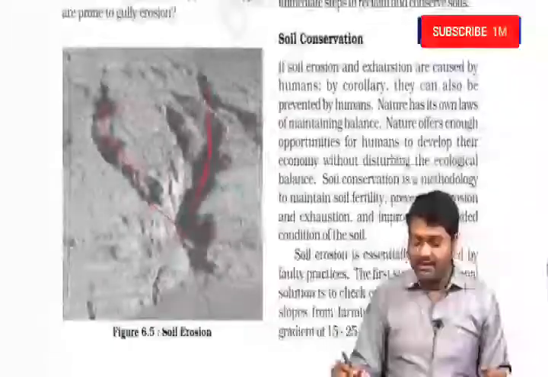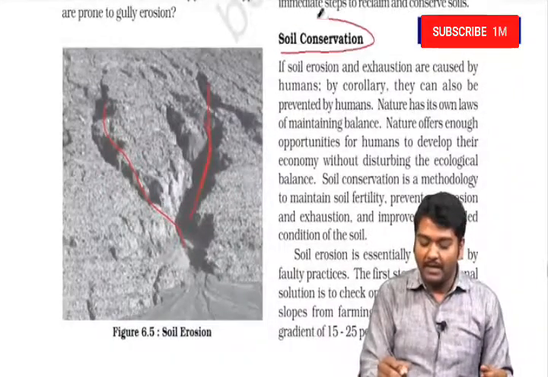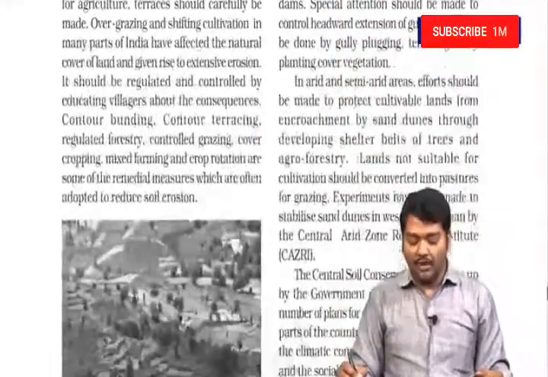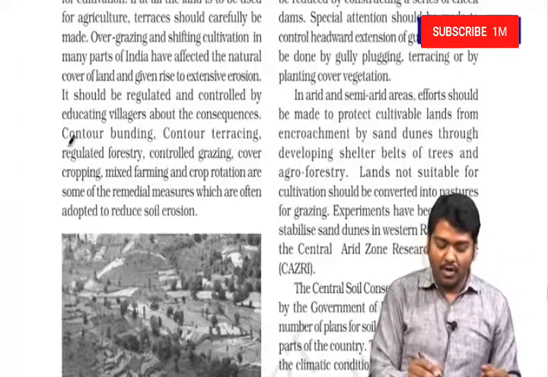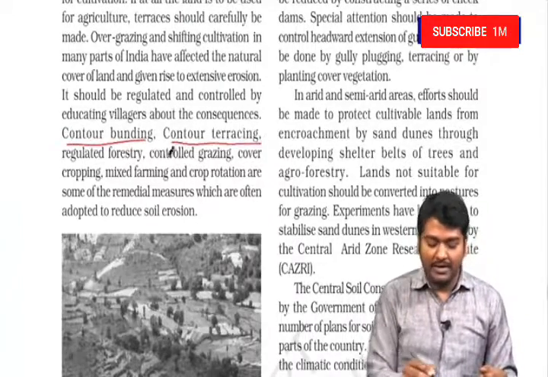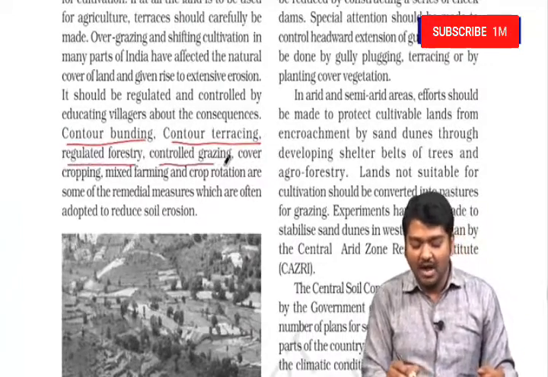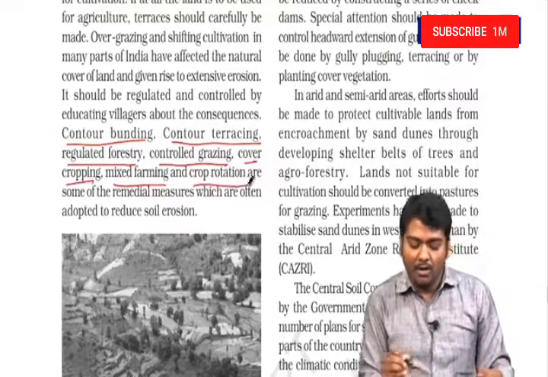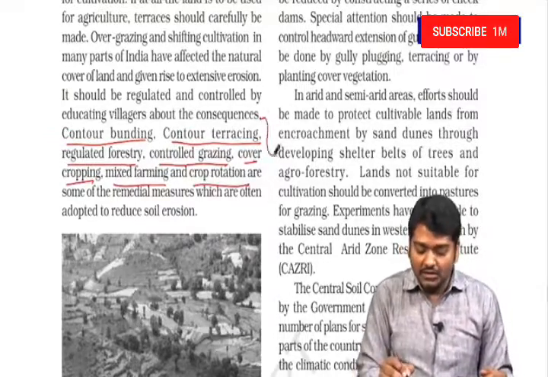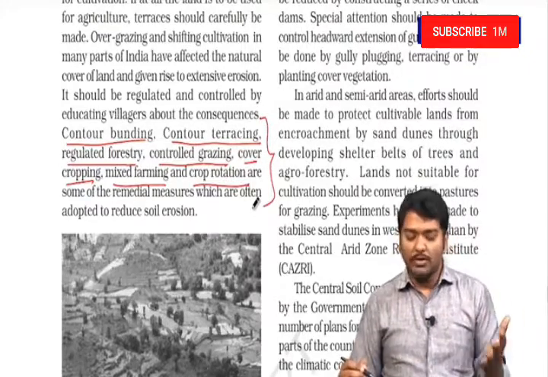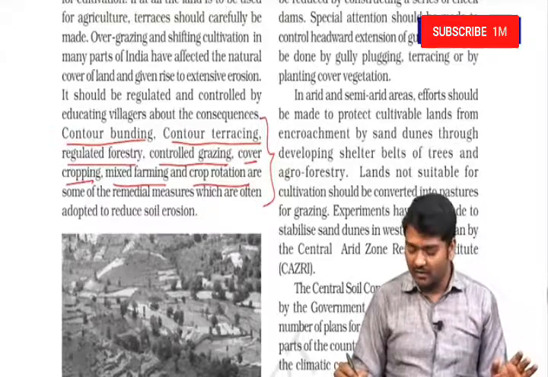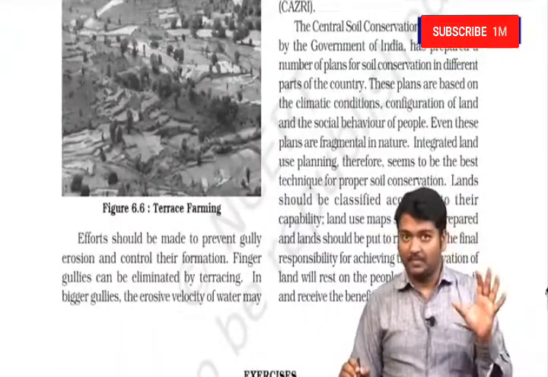And soil conservation techniques were properly explained in earlier classes itself. No need to worry much about that here. That is, we spoke about contour bunding, contour terracing, regulated forestry, controlled grazing, cover cropping, mixed farming, crop rotation. All this is usually used. We have seen contour bunding and contour terracing, the pictures and all, clearly. That is important for us. Nothing else to see with respect to this.